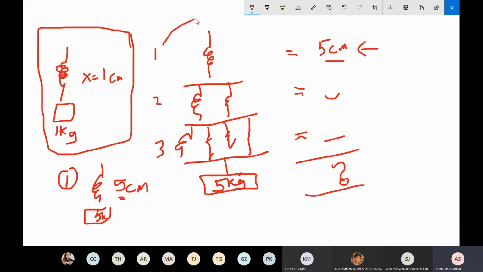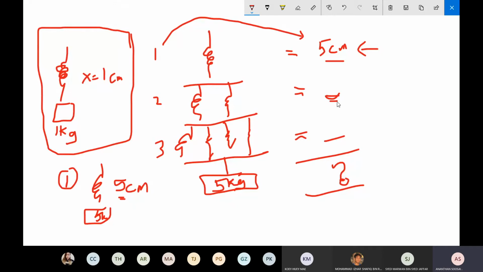Correct. So the first one is going to extend by 5 cm, the first platform, because one spring is carrying a 5 kilogram. 1 kilogram is 1 cm, so 5 kilogram should be 5 cm, by assuming one assumption. What is it? It obeys Hooke's law. We assume it obeys Hooke's law. Okay, the first one is 5 cm.